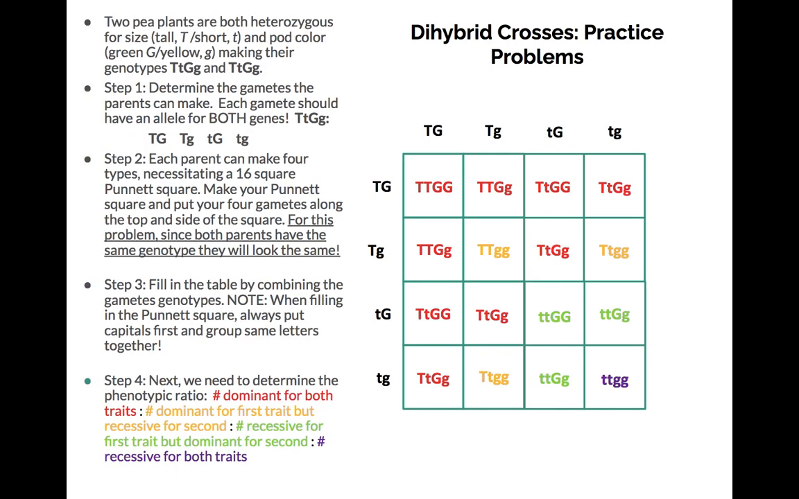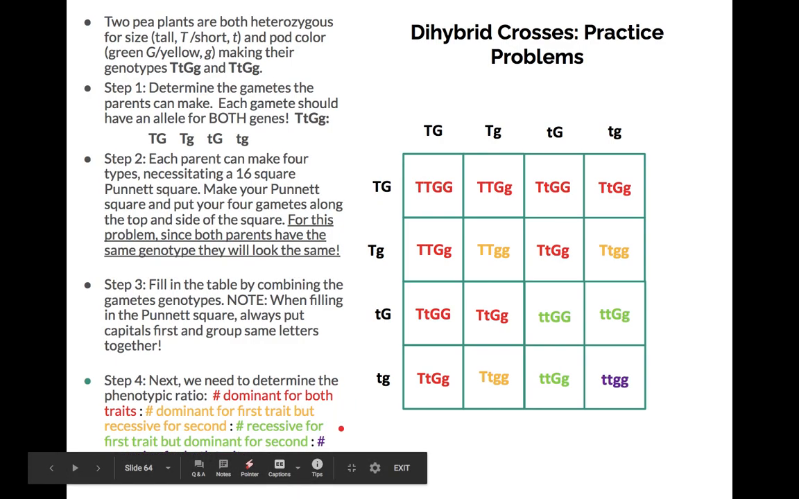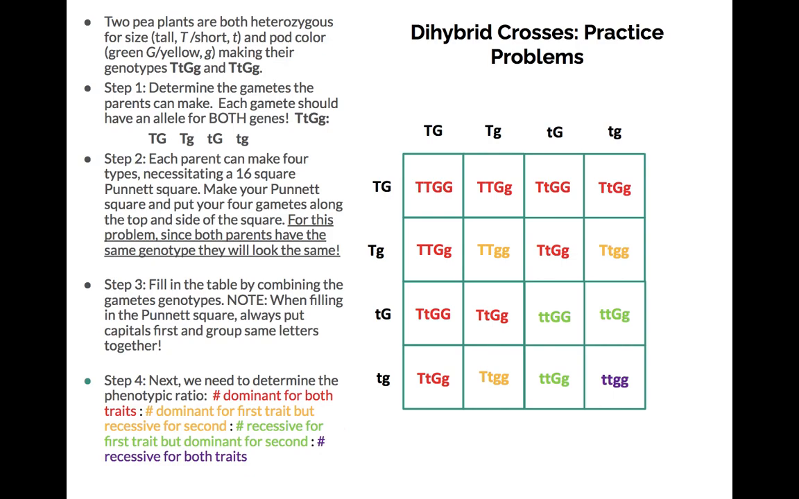Our last step for this will be to determine the phenotypic ratio. The phenotypic ratio is shown here in colors. We go: number of dominant for both traits, dominant for the first but recessive for the second. Our green is the recessive for the first trait but dominant for the second, and the purple is where we have recessive for both traits.